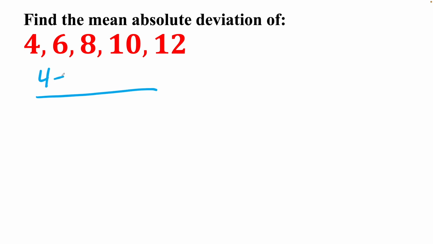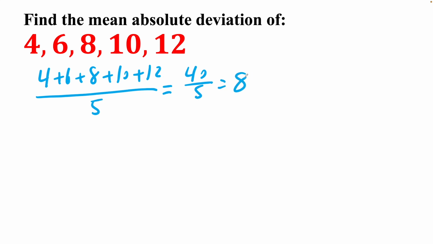So we take 4, add 6, add 8, add 10, add 12. How many numbers do we have? 1, 2, 3, 4, 5. So divide by 5 is equal to, well, if you add all of these numbers on the top, you're going to get 40 divided by 5, and so we get 8. This right here is the mean.